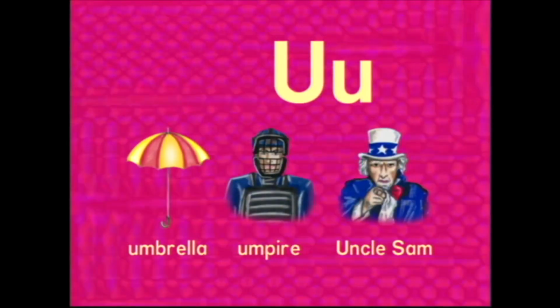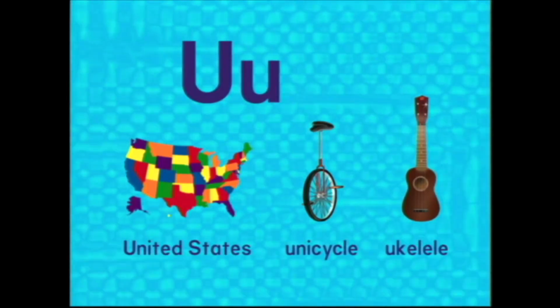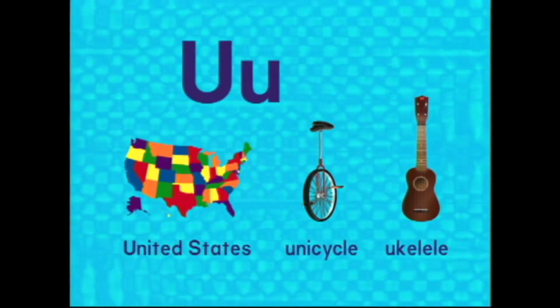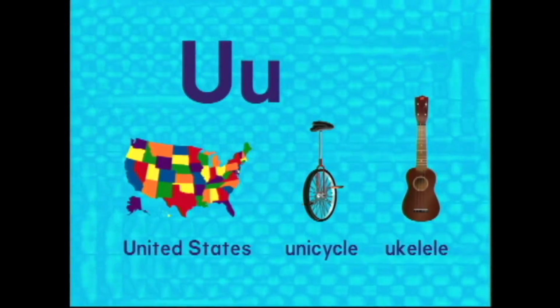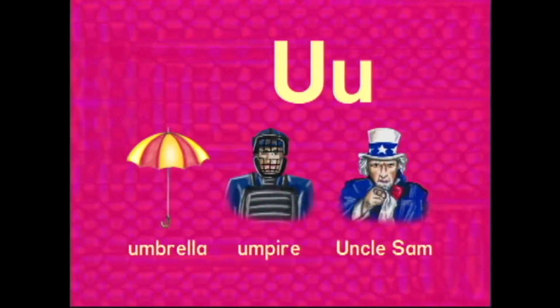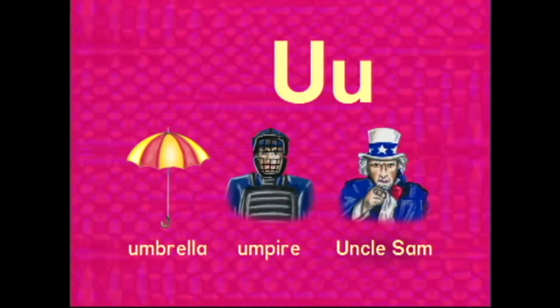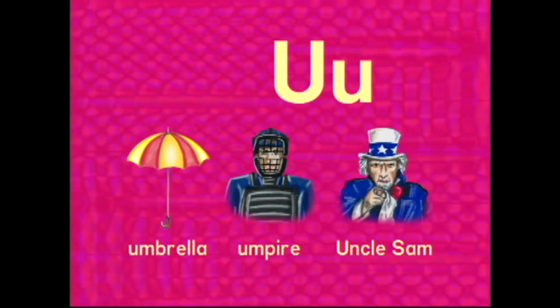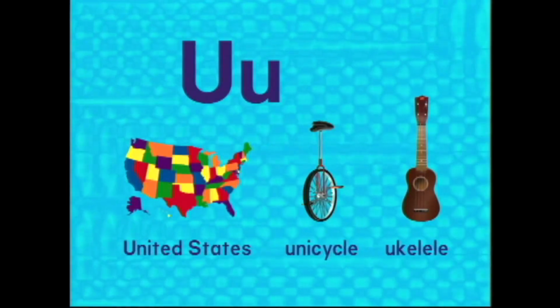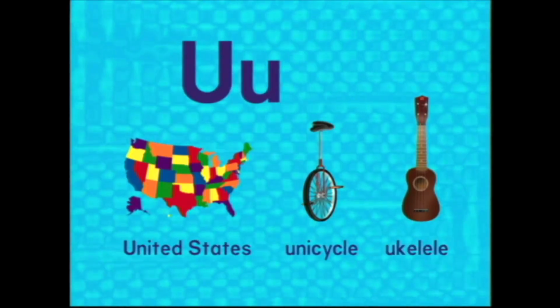Umbrella, umpire, Uncle Sam. Sing more U words, then spin with me. United States, unicycle, and ukulele. Umbrella, umpire, Uncle Sam. Sing more U words, then spin with me. United States, unicycle, and ukulele.